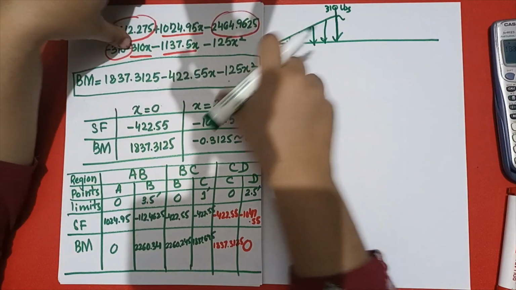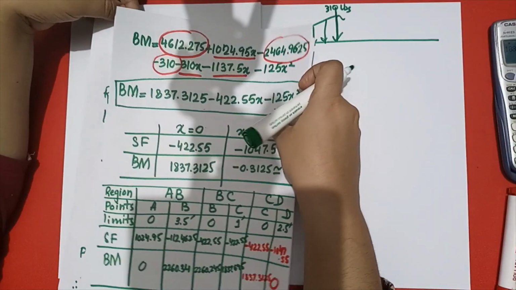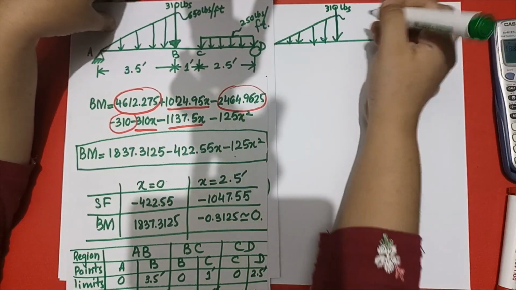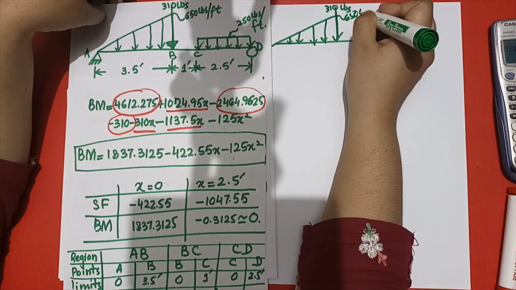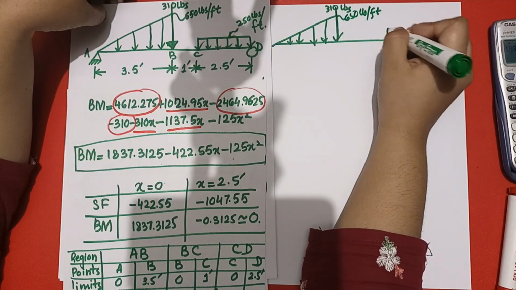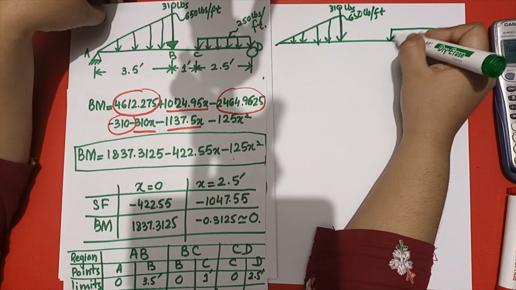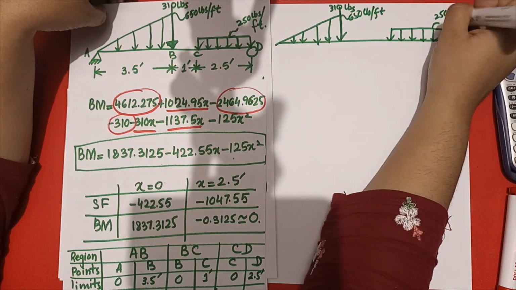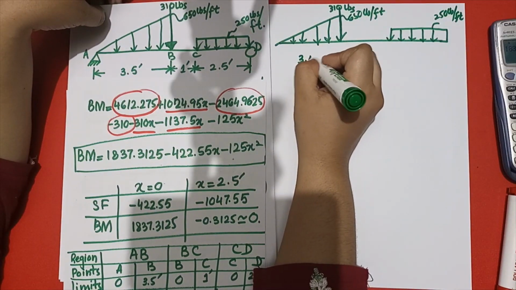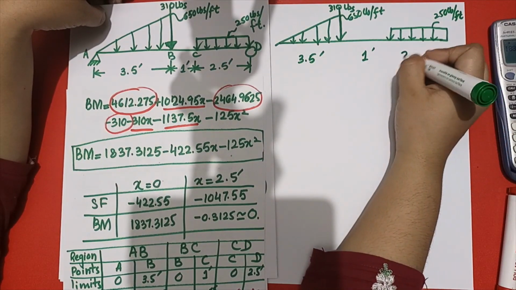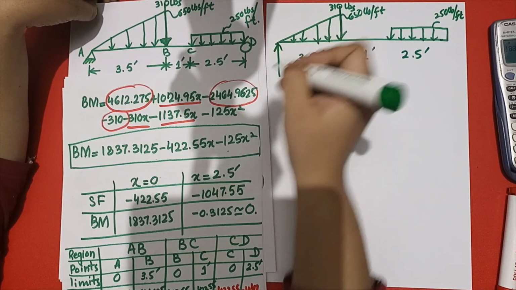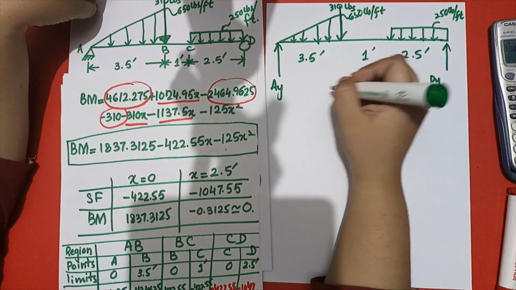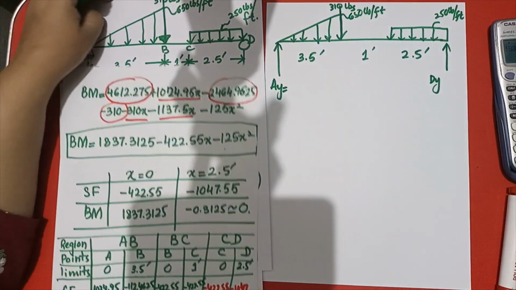and here is what? Let me check the diagram here. Where is the diagram? This one. This is our diagram, and this is 650 pounds per foot. And this one, and this is 250 pounds per foot, and this is 3.5 feet, this is 1 foot, and this is 2.5 feet. And the support reactions come out to be AY, and this is DY. So what is the AY value? Let's have a look.